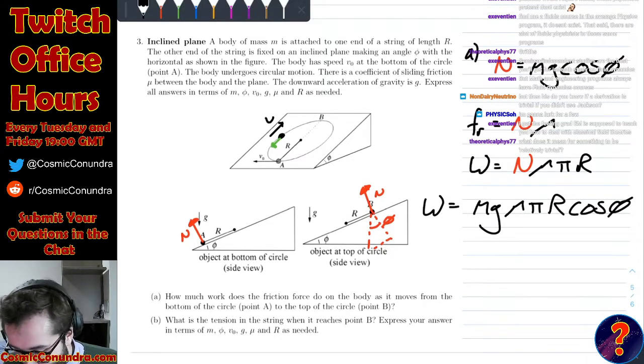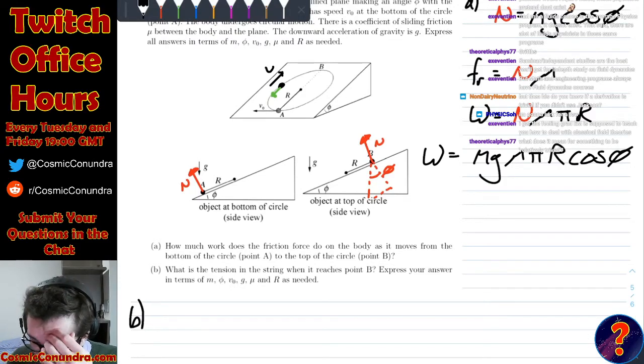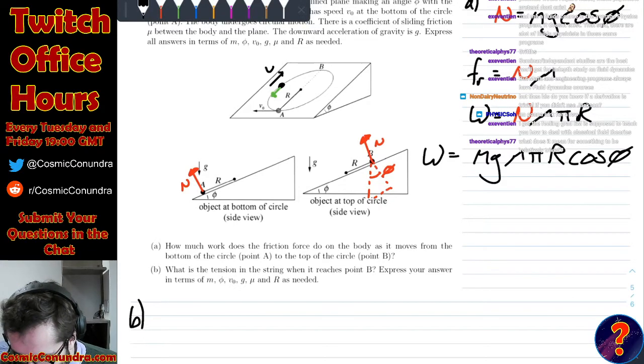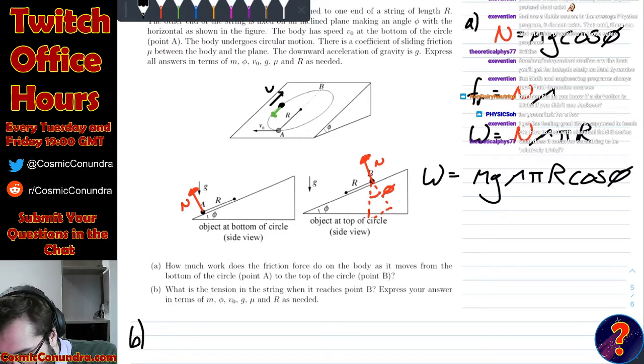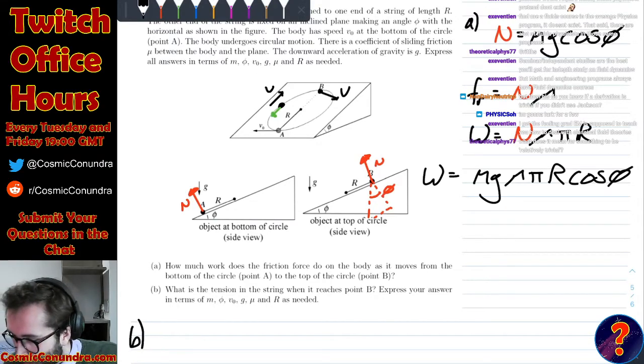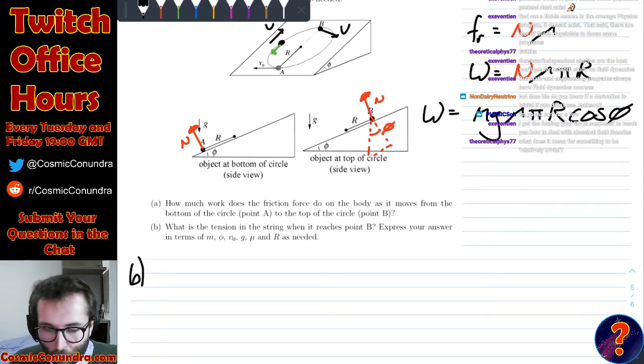Anyway, part B is a little harder. Part B says, what is the tension in the string when it reaches point B? Express your answer in terms of m, phi, v0, g, and mu. Okay, so at the top here, let's say that the particle has some speed v as it's moving around the circle.